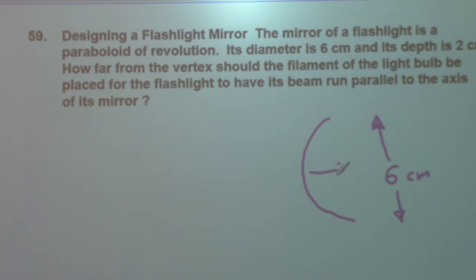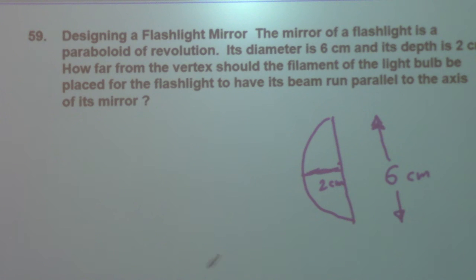Then it's asking how far from the vertex the filament of the light bulb should be placed. Its depth is 2 centimeters, and the depth is right here. So is P 2 centimeters and the focal width 6 centimeters? That 2 wouldn't make sense, though. So how far should the filament of the light bulb be placed? Dividing by four, it would be 1.25.